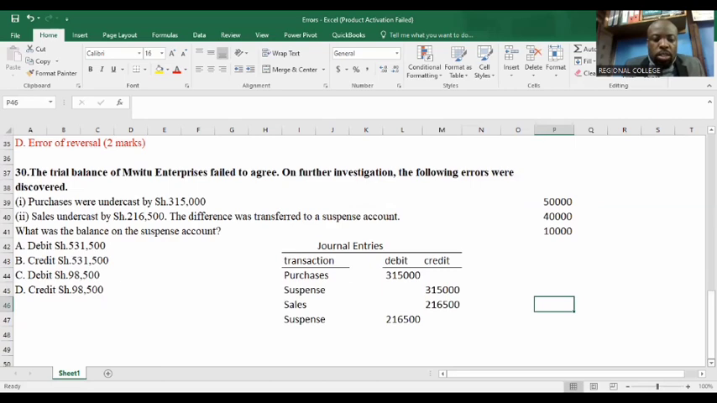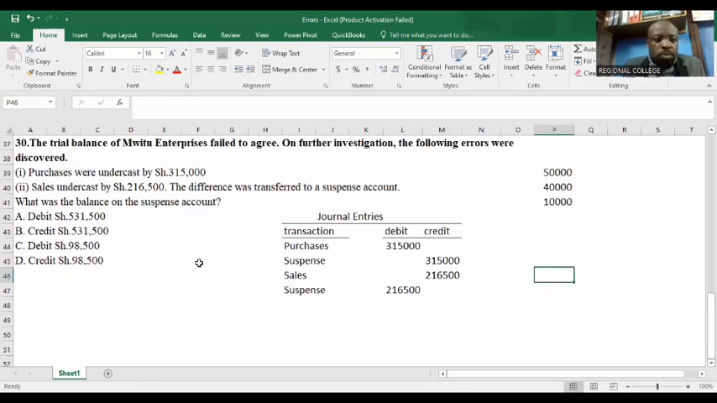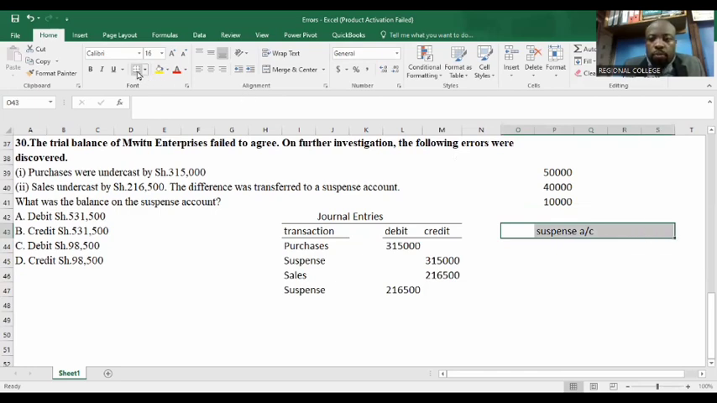If there are many, that is how you can do it, correcting them that way until you finish all of them. So after finishing, you have to draw your trial balance, the suspense account. So I can just come here and say suspense account. You can just make it a double T account. So that is my suspense account.